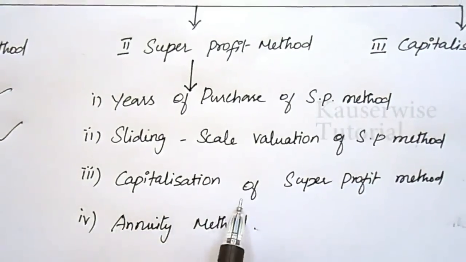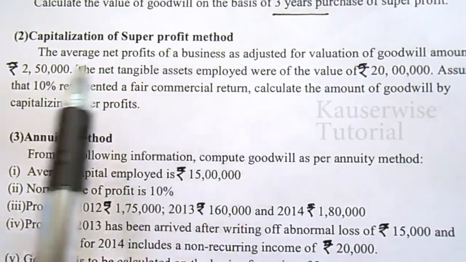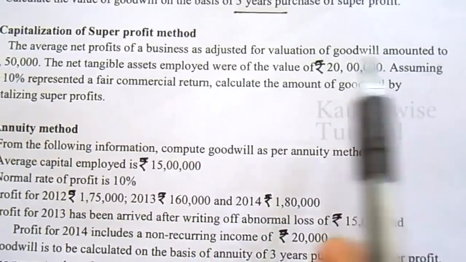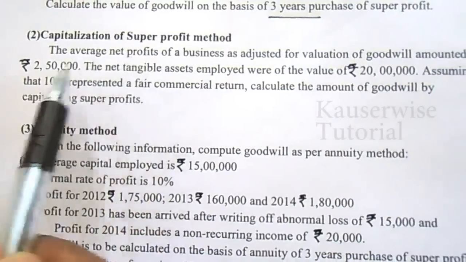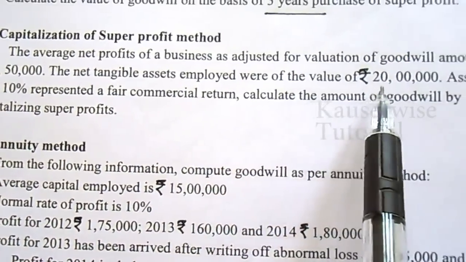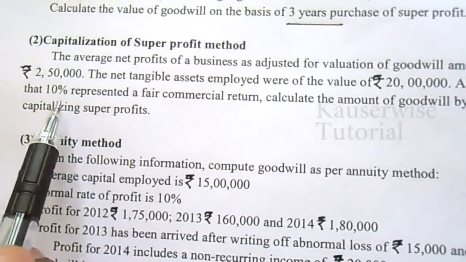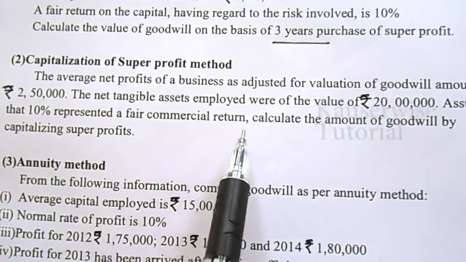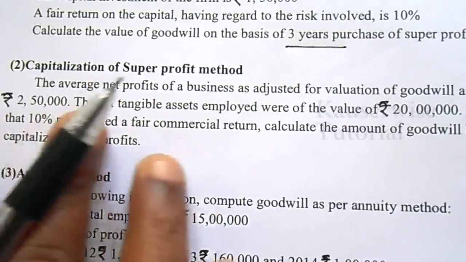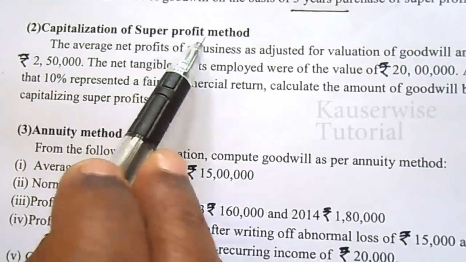Next method is capitalization of super profit method. Let us see the problem for this method. See, the average net profit of a business as adjusted for valuation of goodwill amounted to rupees 2,50,000. So average adjusted profit is 2,50,000, given in the problem. The net tangible assets employed were, or the value is, 20 lakhs. So net tangible assets also given, how much? 20 lakhs. Assuming that 10% represented a fair commercial return. That is the NRR is 10%. Normal rate of return is 10%. So this information is given in order to calculate the goodwill according to capitalization of super profit method.